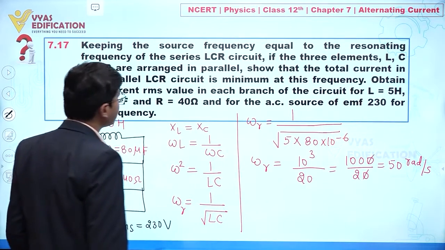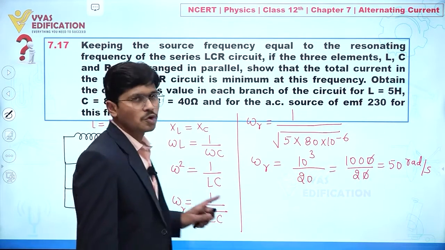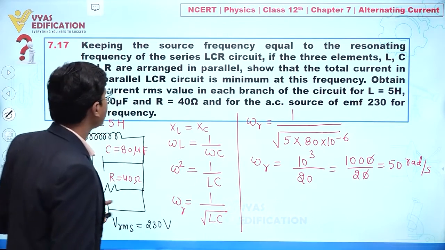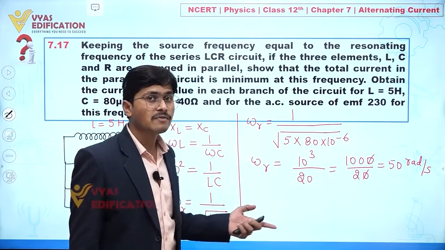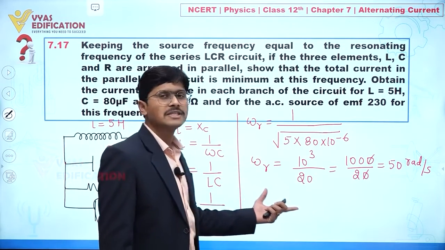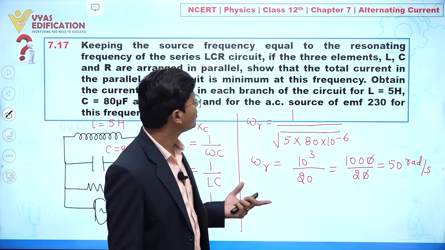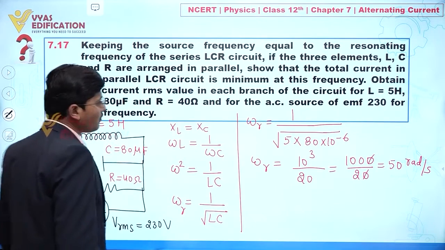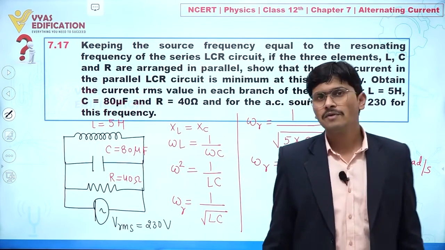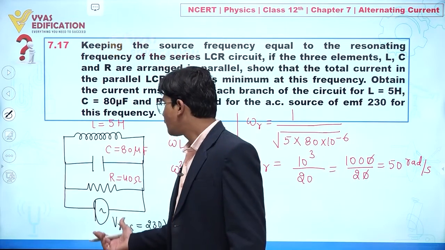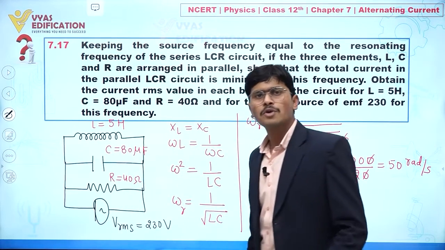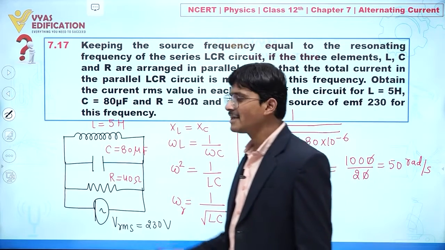Now it is given in this question that we have to show that if we connect all these elements in a parallel combination, the total current at this frequency is minimum. So how can we find this? First of all, you have to keep one thing in mind. Whenever we have an alternating source in parallel to these elements, the potential difference across each element remains the same.